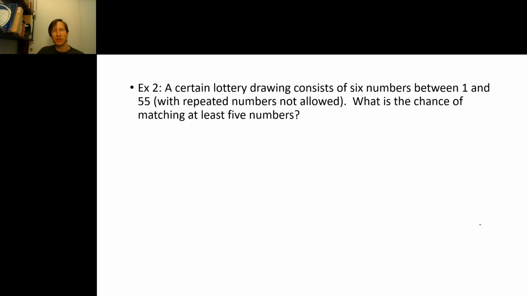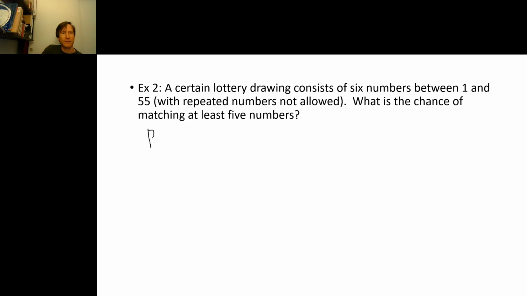All right, for our next example, let's imagine that there's a lottery drawing where there are 6 numbers drawn without replacement, and the numbers that we draw are all between 1 and 55. What is the chance of matching at least 5 numbers out of the 6 that get drawn? So in this situation, in a lottery, it doesn't matter what order. If it's a regular lottery, it doesn't matter what order the numbers are drawn in. It only matters which numbers are drawn. And so that means we're going to end up using n choose r instead of n permute r.